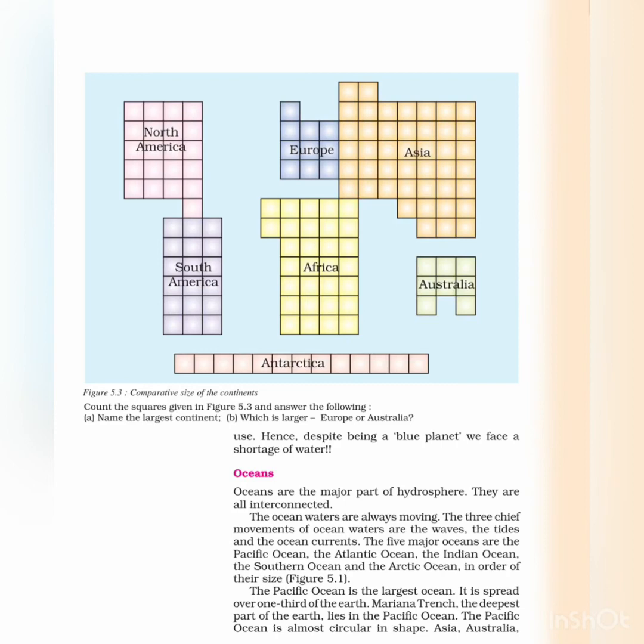Now, children, let's read a little bit about oceans. Vast stretches of water are known as the oceans. They are the major part of the hydrosphere. The ocean water is not static. Not static means it is always in movement. Children, there are three chief movements of the water. They are ocean currents, waves, and tides.